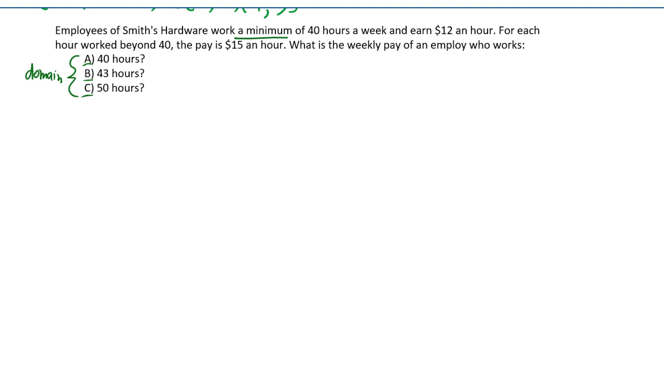So let's go ahead and write an equation, and then we'll find each of these corresponding values to our domain. We'll call pay P, and we have 40 hours times the $12 they earn, plus $15 for every hour after 40. So let's call this H. Our domain is going to be our H value. Our range will be our P value.